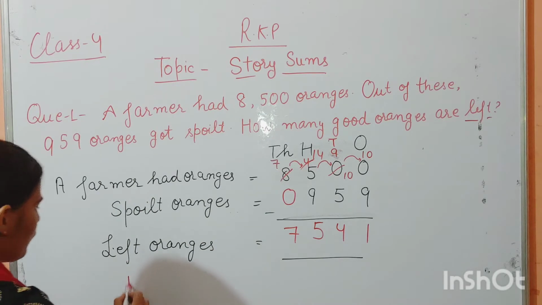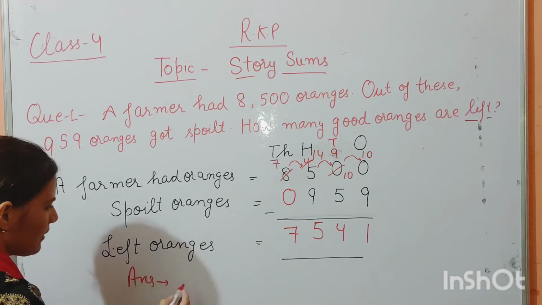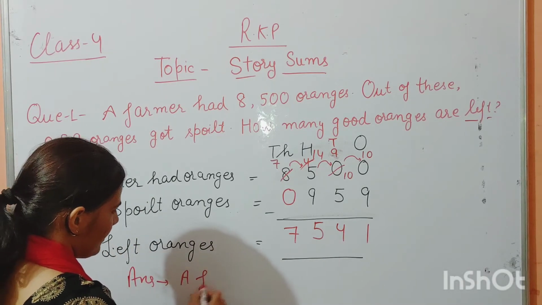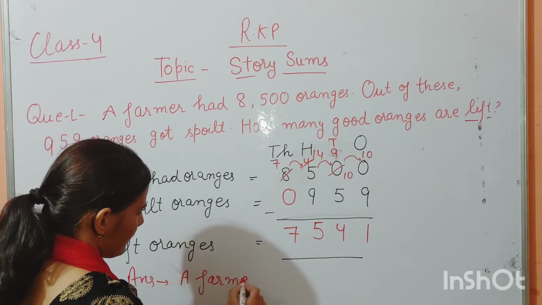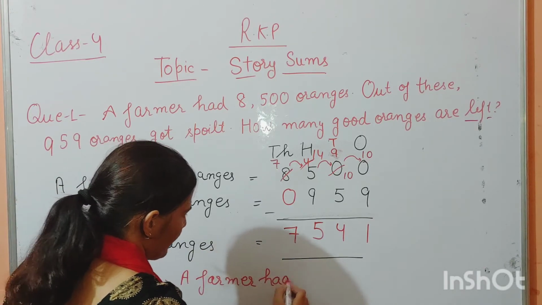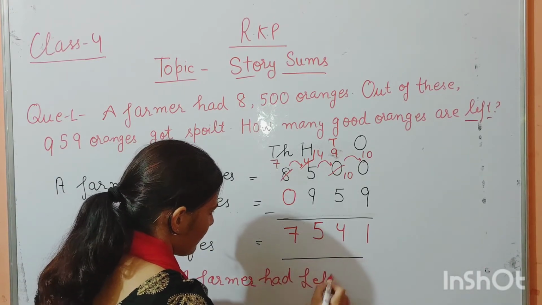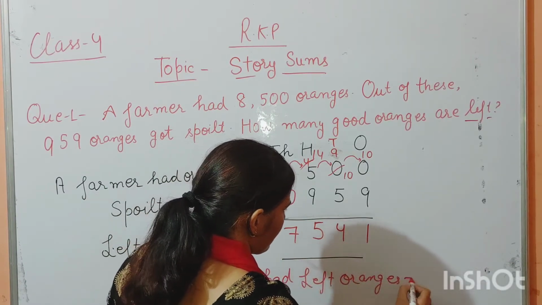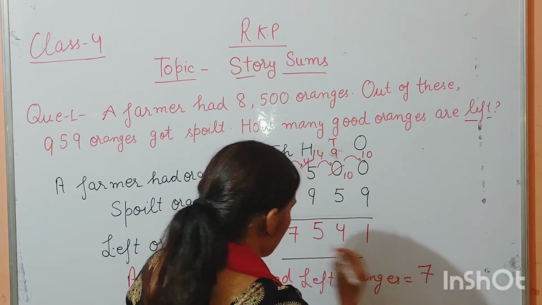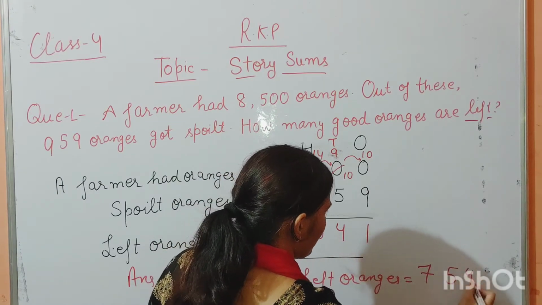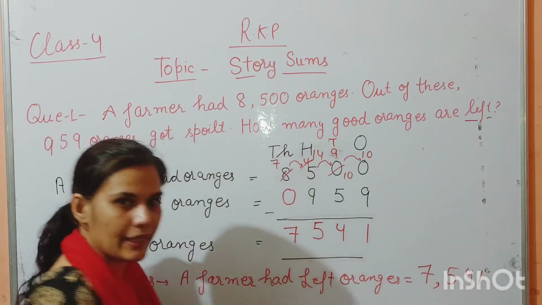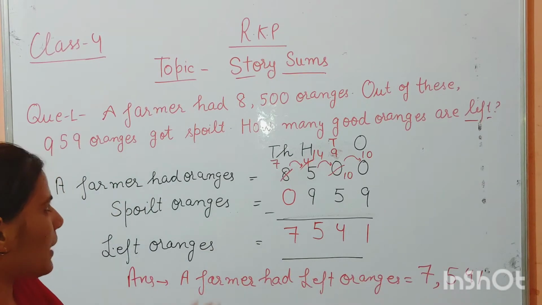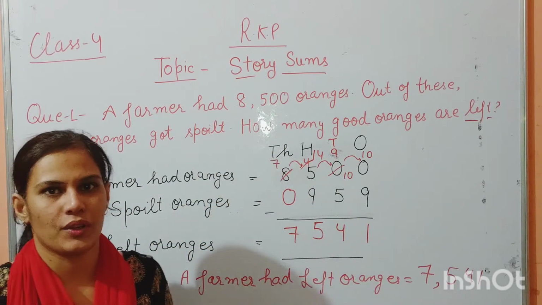So at last you will write the answer. A farmer had 7,541 left oranges. Put a comma here. Okay. So in this way you can do these questions.